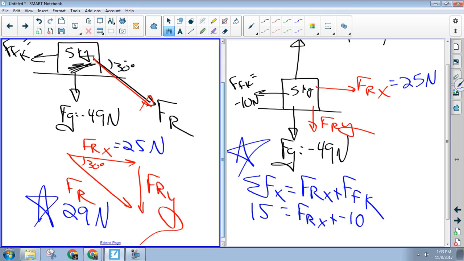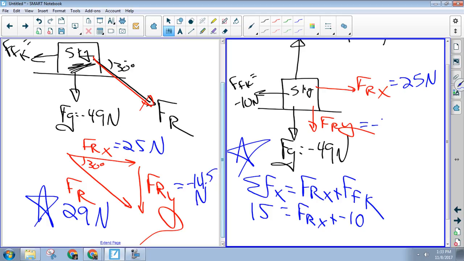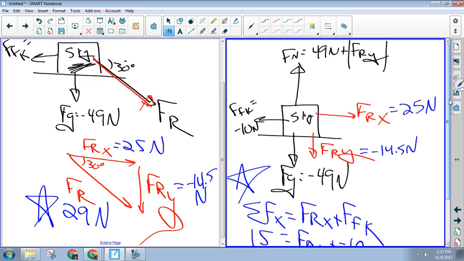All right, and then the y component here is going to be negative 14.5 newtons, I think. So we can put those here, which then means my normal force is going to be 49 plus 14.5, which is 63.5. Cool, you guys?